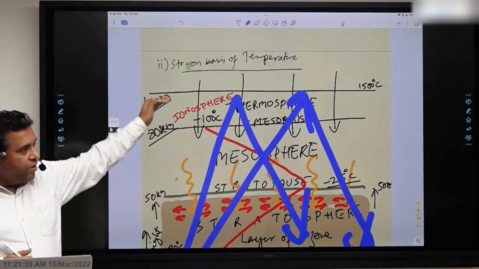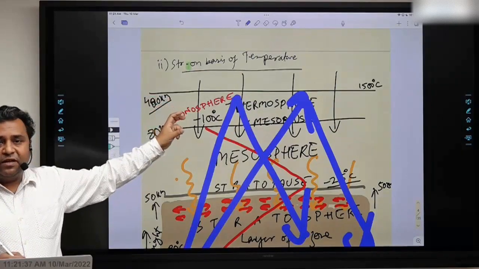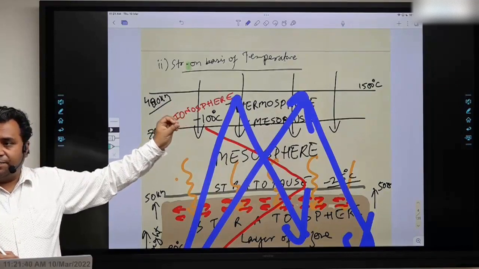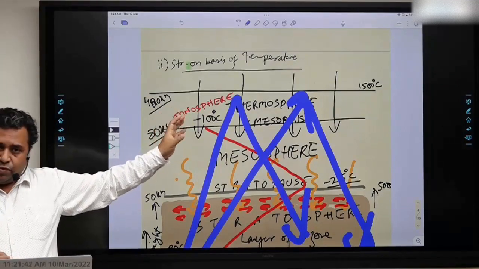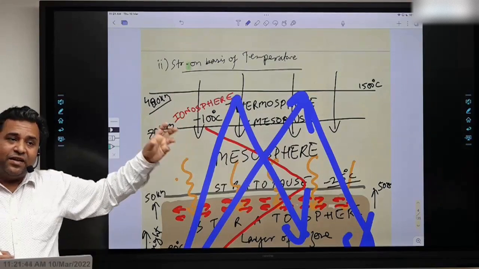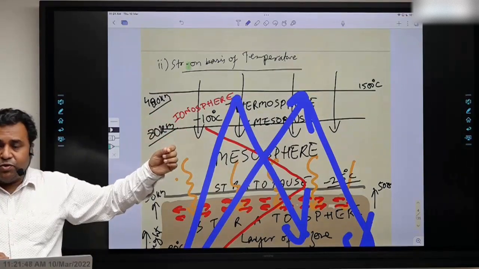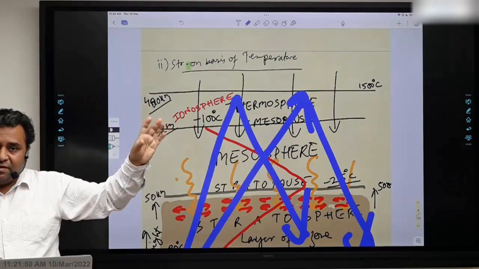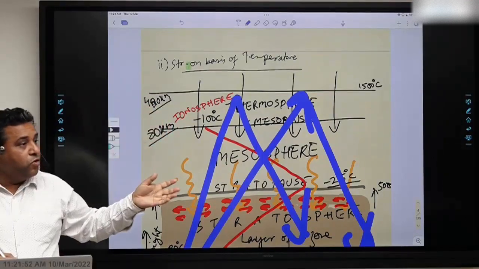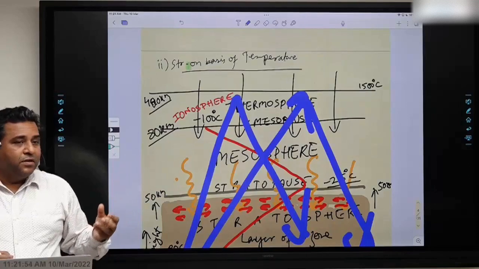80 to 400 kilometer. What is the state of material? Very few material. The particles are very few. And what state are they in? They are in an ionized state. And why are they ionized? Because there are very few particles, so they are heated up and hence ionized. Okay? Because of ionization, what do they do, which is more important to us?